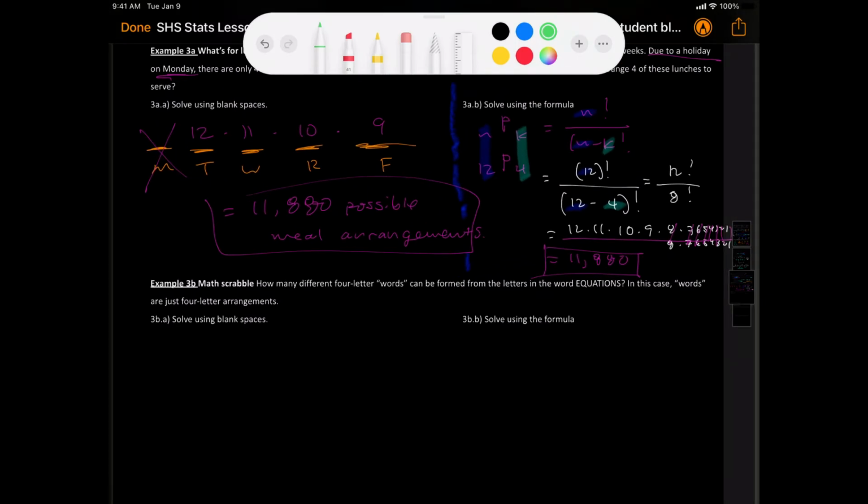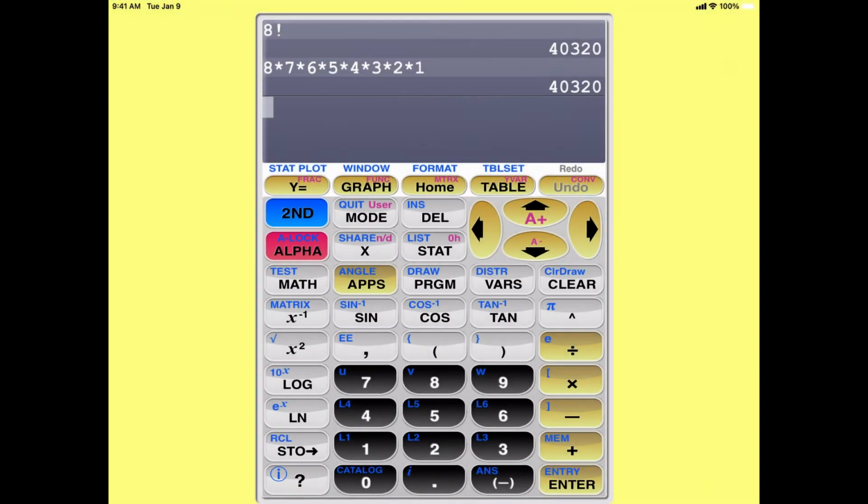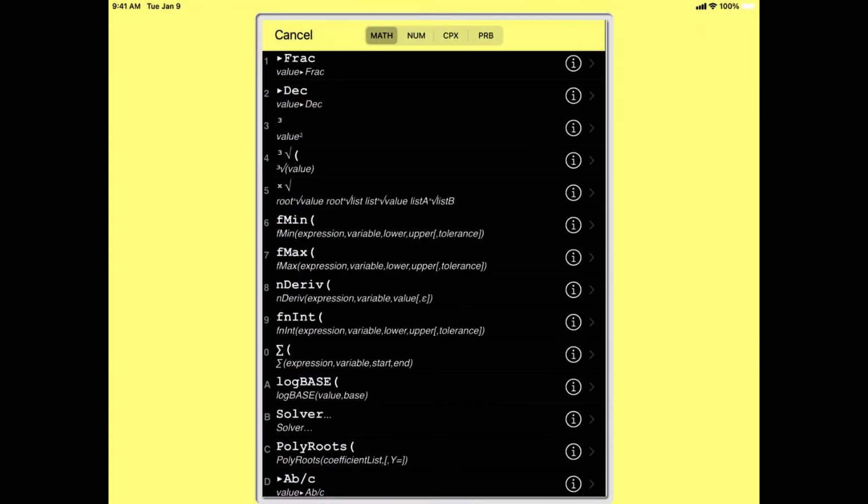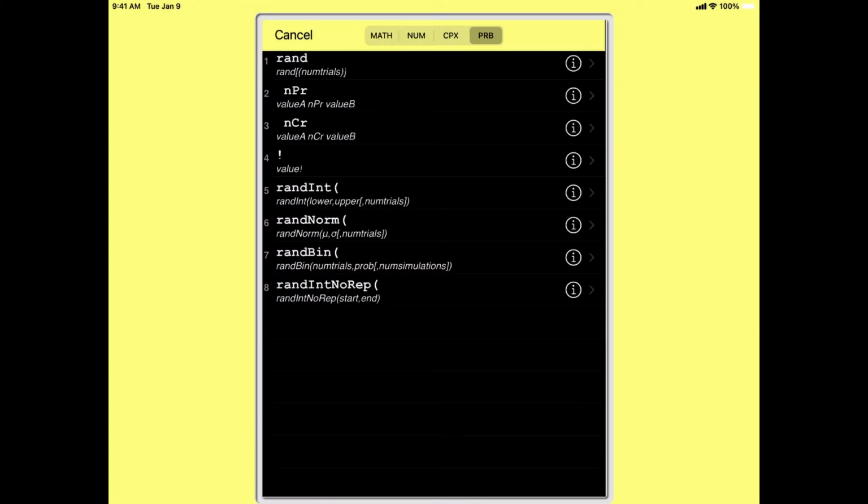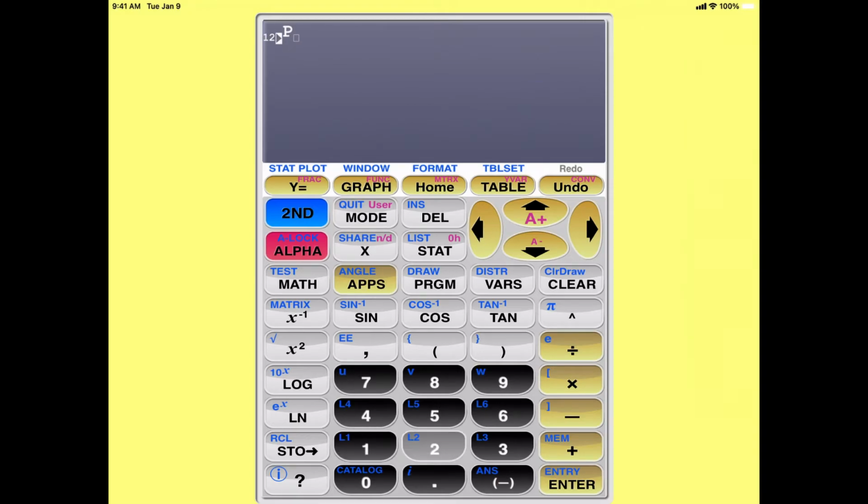Now, let me show you guys how to do that using your calculator, permutations. Okay, you're going to do the same thing. So you're going to do math, probability, and then you see that under number 2, nPr. So I'm going to write 12, and then move over to the right, pick 4, enter, 11,880. Okay, so that's how you use them in the calculator.